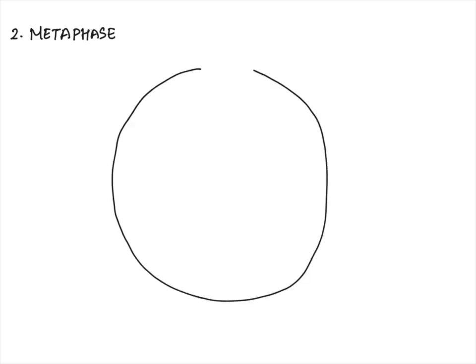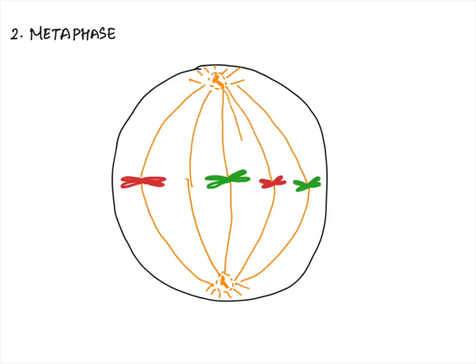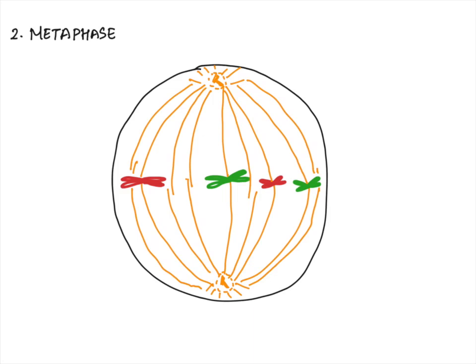The next stage is metaphase. Now, as the nuclear membrane has disappeared, the chromosomes start to move towards the center of the cell, or towards the equator. The centrosomes have already moved towards the poles, thus creating the spindle fibers.